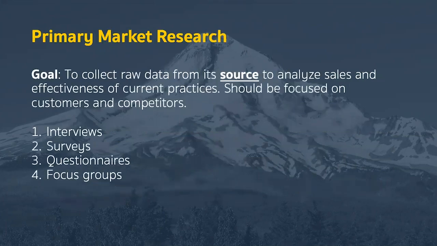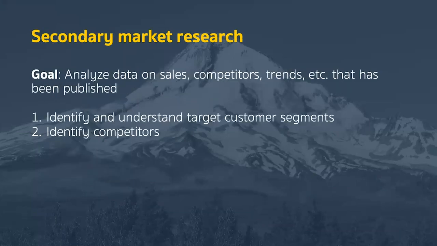There are 2 general types of market research. First, primary research. The goal of primary research is to collect raw data from its source in order to analyze sales and the effectiveness of current practices. In other words, it's asking what's going right and what's going wrong, and it should be focused on your customers and competitors. Generally, you want to do interviews, surveys, questionnaires, or focus groups to conduct primary market research. These are done asking direct questions of your customers and competitors, and then analyzing those interviews, surveys, questionnaires, or focus groups. What we're going to focus on today is secondary market research.